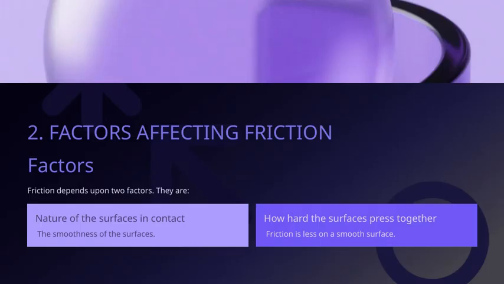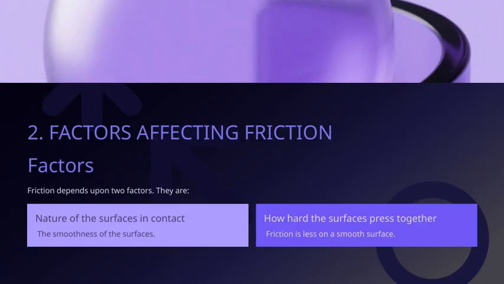Let's take a closer look at the factors that affect friction. Friction depends mainly on two things. First, the nature of the surfaces in contact. This means how rough or smooth those surfaces are. The smoother the surfaces, the less friction there will be. Think about sliding a book on a polished table versus a rough wooden surface. The polished table allows the book to slide more easily.